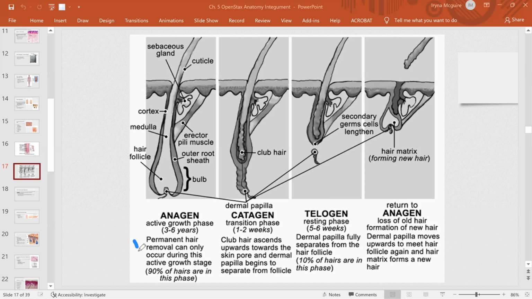Now, if you want to remove your hair permanently, this is the only stage that can be used. So only hair in anagen can be removed. 90% of hair are in this phase. 10% of the hair are in telogen, and telogen is the resting phase. Pretty much hair is not growing anymore. It rests for 5-6 weeks, and then it just loses it, right? But let's get to catagen. So anagen is the growth phase, catagen is the transition phase.